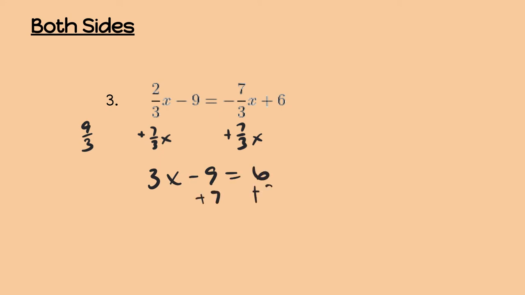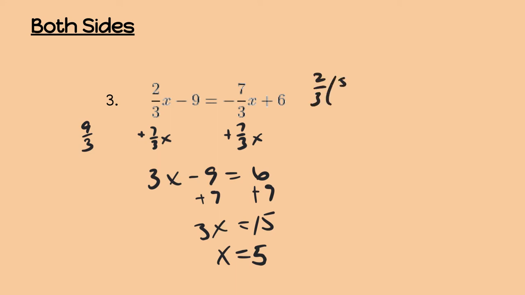Add the 9. 3x equals 15. So x equals 5. Notice how there I've gone ahead and started shortcutting some things. When I do the division, I don't always write down the division. But again, take a second to check.